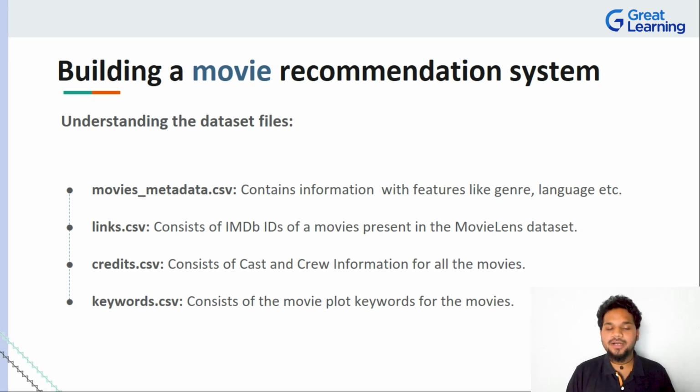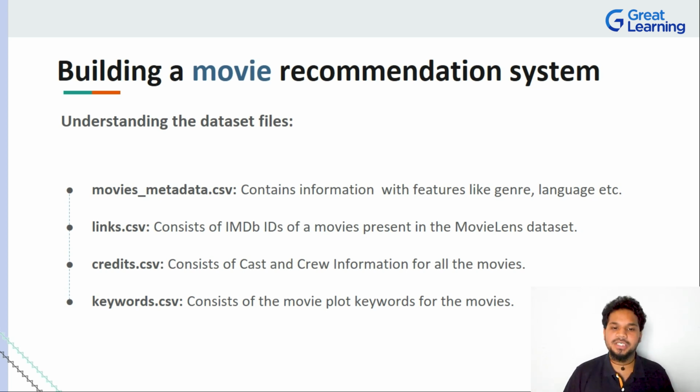First of all, take a look at movies_metadata.csv. This contains all the information with respect to features like what genre it is. So it might be a sci-fi movie, or something else. It can be documentaries. It can be comedy movies. It can be stand-up. So there's a lot of genres and a lot of languages. You get the point here, right? So all those details are present in this particular dataset.